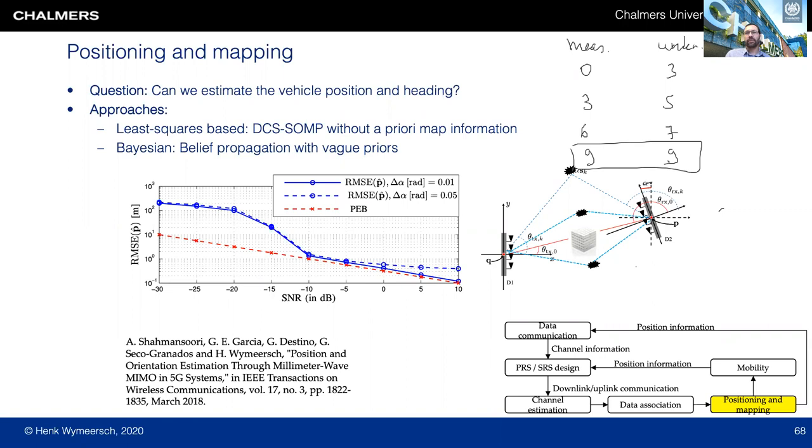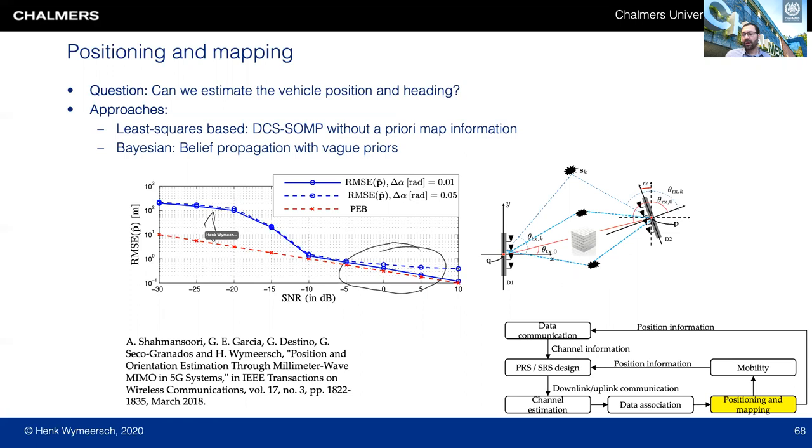This is taken from this paper, which was one of the early papers in millimeter wave localization. So again, we have the bound in red from Fisher information, and in blue is the algorithm. And you see again, for high SNR, you can get close to the bound. For low SNR, you have a gap. Of course, since the line of sight is very strong with respect to the other paths, the values that you get here are much worse than the values you have when the line of sight is present.